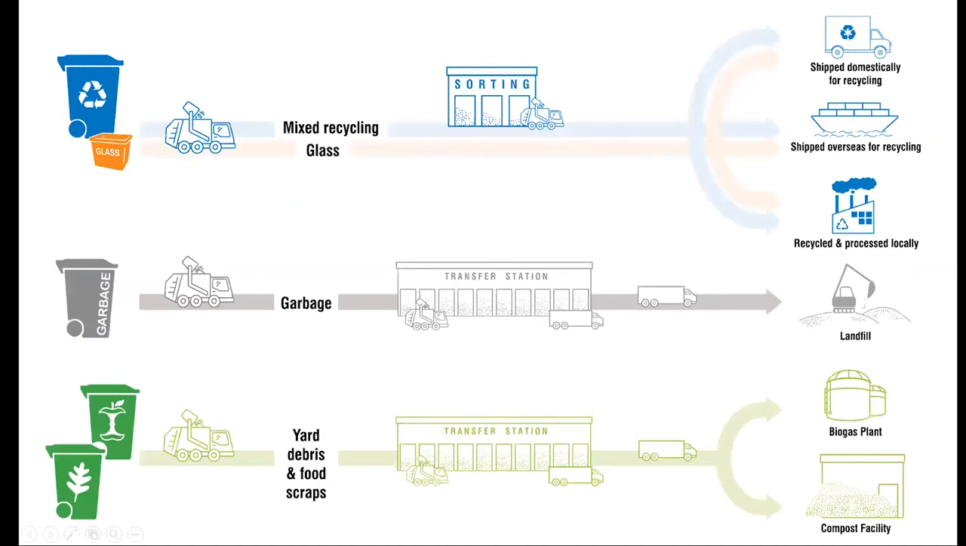Now, taking a closer look at how it flows through our region, this is the process of how materials go through the system and where they end up. Mixed recycling and glass on that top line gets picked up, taken to the MRF, sorted, baled, and then transported either domestically or overseas for processing. Sometimes materials end up overseas in communities that don't have the capacity to handle all of the garbage and contamination that can end up in the recycling. This can cause a lot of problems for the local community and for workers.